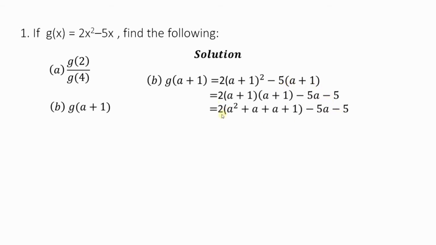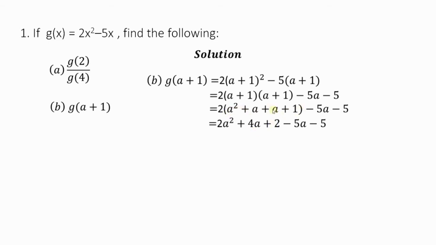So you keep our 2 outside and multiply the two parentheses. A times a is a squared. A times 1 is a. 1 times a is a. 1 times 1 is 1. And minus 5a minus 5. You multiply the 2 by the parentheses. So you have 2 times a squared is 2a squared. 2 times a plus a is 2a. So 2 times 2a is 4a.